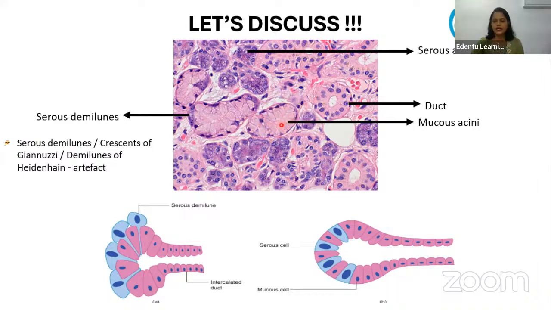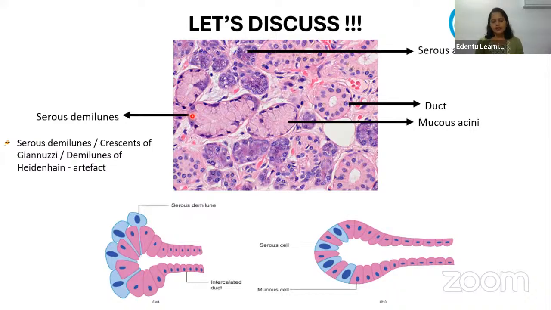So these are the mucous acini, and these cells that are seen here, what are they? These cells are the serous demilunes that are seen in the mixed salivary glands. They will be seen hugging the mucous acini. Demilunes means half crescent shaped, so these will be half crescent shapes only. Now these serous demilunes are also called the crescents of Giannuzzi, and also the demilunes of Heidenhain.